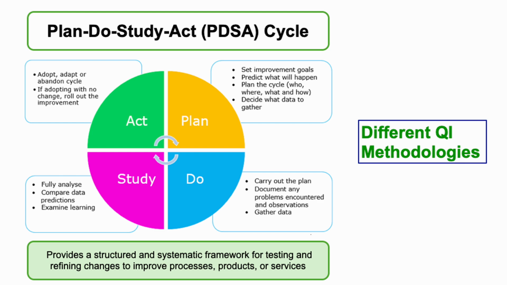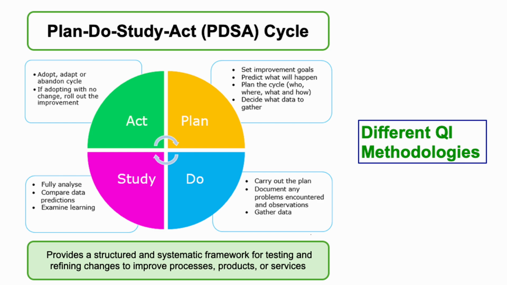The third aspect is study. Under this aspect, you need to collect and analyze data to see if the change is making any positive impact. But again, you need to evaluate if the change is achieving the desired outcome. And the most important thing, you need to identify any unintended consequences. That's why you can see in our slide that you need to do a full analysis. You need to compare data with prediction. You need to examine learning. Why do you need to examine learning? So that you can identify any unintended consequences.